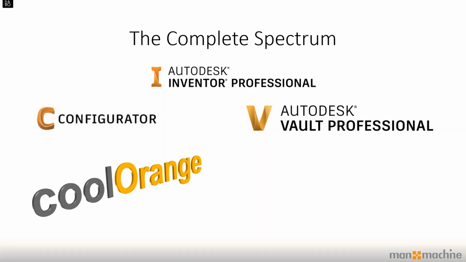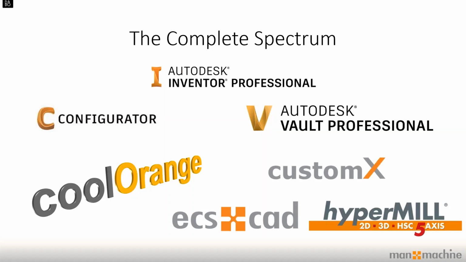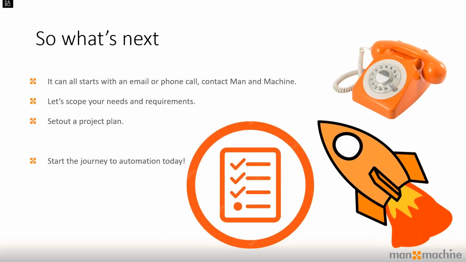And as I mentioned, Cool Orange is a plugin to Vault where we can add in our own default customizations. And very important to remember, the reason you might want to come to ManaMachine is that we also have our own products that can aid in this whole automation process. So we also have our own side of it, CustomX, ECS CAD, and Hypermill, for example.